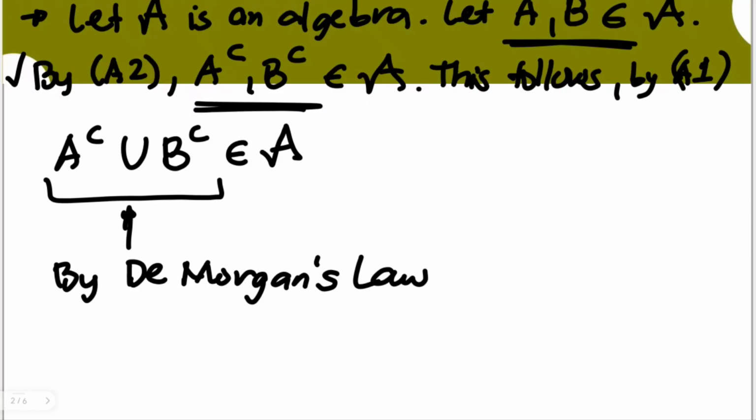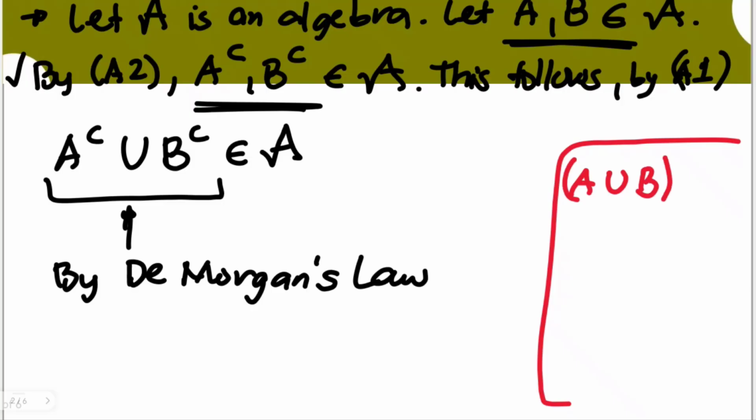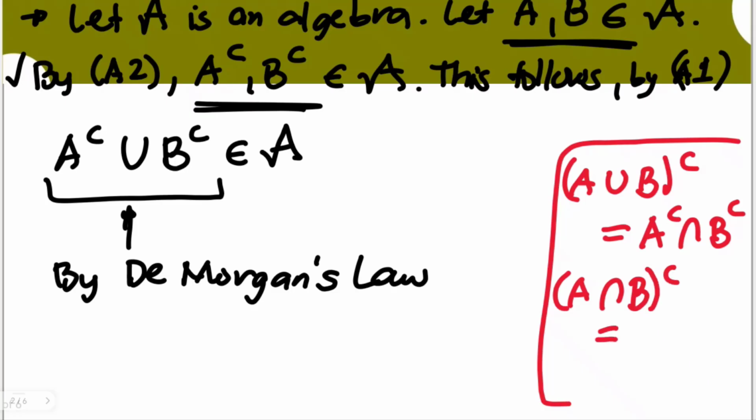Let me rewrite right here the statement. De Morgan's law tells us that the complement of the union of any two sets is just equal to the intersection of their complements. At the same time, the second statement of De Morgan's law, the complement of their intersection is just equal to the union of their respective complements. This is according to De Morgan's law: the complement of the union is equal to the intersection of their complements, or the complement of the intersection is equal to the union of their complements.